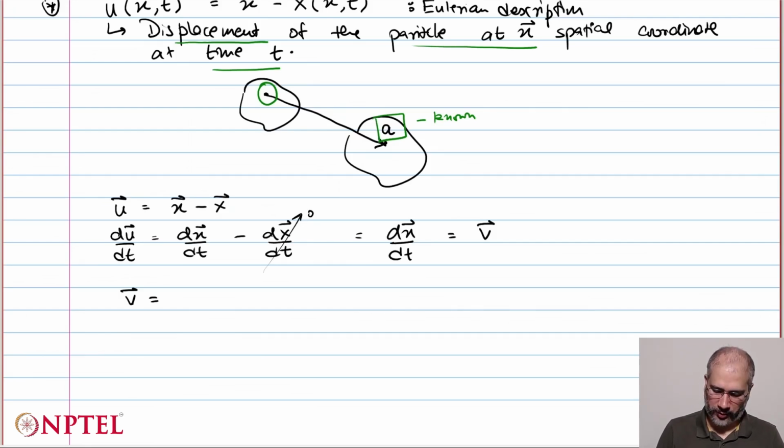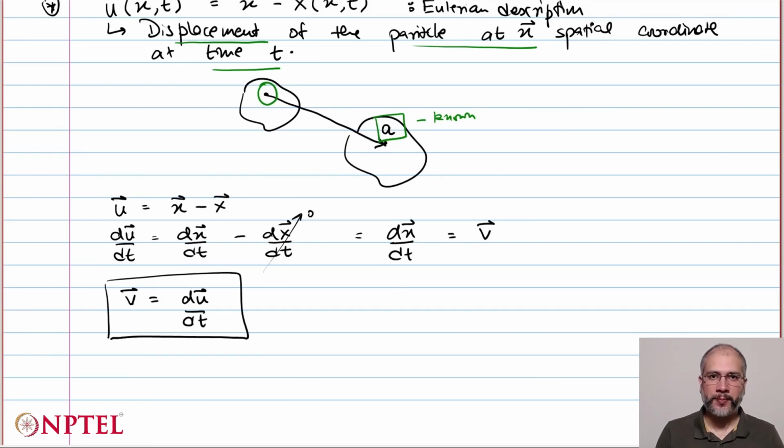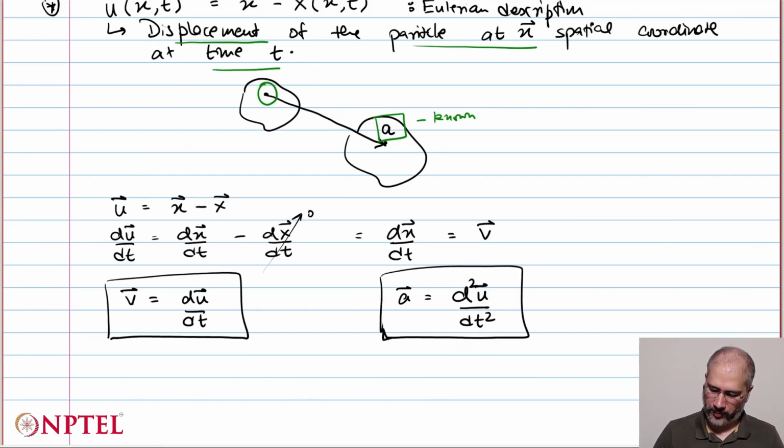So we can also express the velocity field as the time rate change of the displacement field u. And similarly, the acceleration field can be written as the second derivative of the displacement field with respect to time. So we will be solving some problems in this week's tutorial to understand this idea better, where we find the velocity and the acceleration fields using the displacement field rather than using the spatial coordinates.